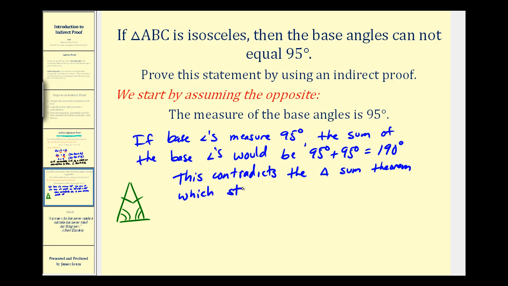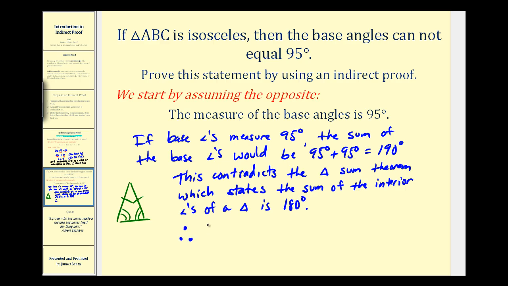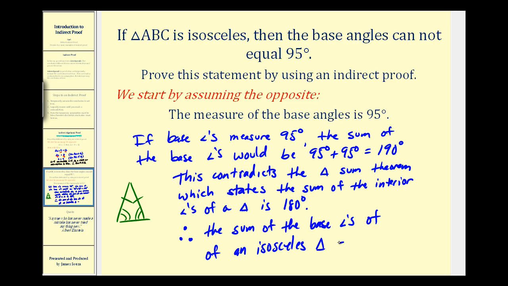which states the sum of the interior angles of a triangle is equal to 180 degrees. So if the sum of the interior angles is equal to 180 degrees and the sum of the base angles here is 190, this is an obvious contradiction. Therefore, we can conclude that the base angles of an isosceles triangle cannot equal 95 degrees. And we have our indirect proof.